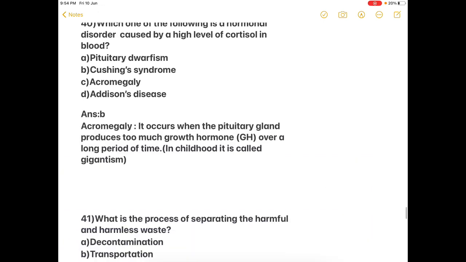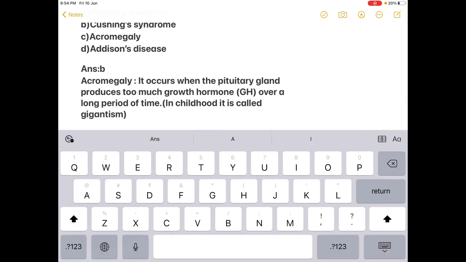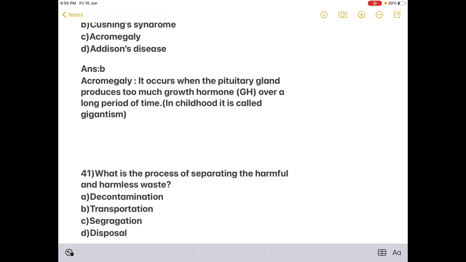And acromegaly occurs when the pituitary gland produces too much growth hormone. Excessive growth hormone over a long period of time is called acromegaly in adults. That is, in adults it is called acromegaly. If there is excessive presence of growth hormone in childhood, it is called gigantism. Only the name changes. If it is present in childhood, it is called gigantism. If it is in adults, it is called acromegaly.